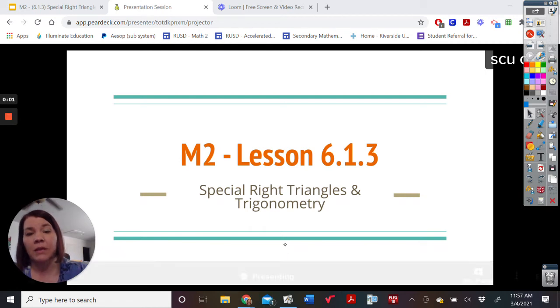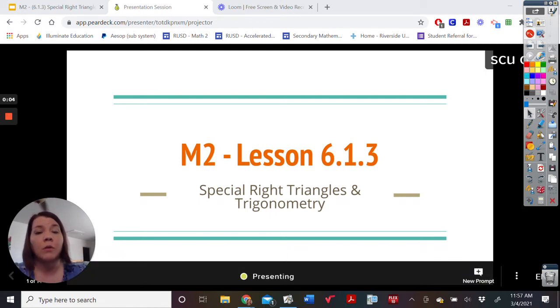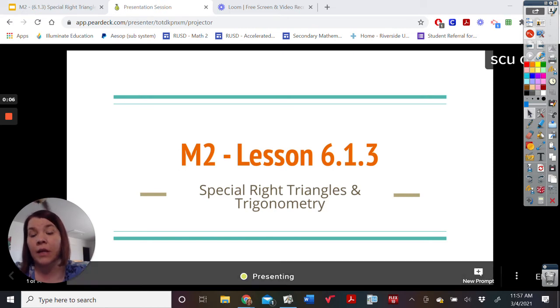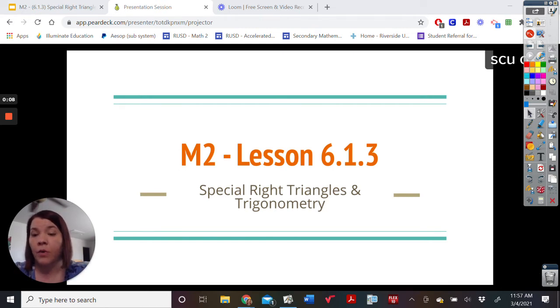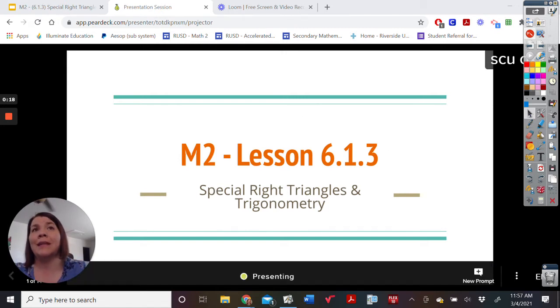We're going to be finishing up lesson 613, which we started in class on Thursday or Friday, March 4th or 5th, depending on which class you're in. We got through a lot of this in class, but we didn't finish, and I'm not sure how far we got, but we're going to start with the Pythagorean identity, having gone through a couple of examples.